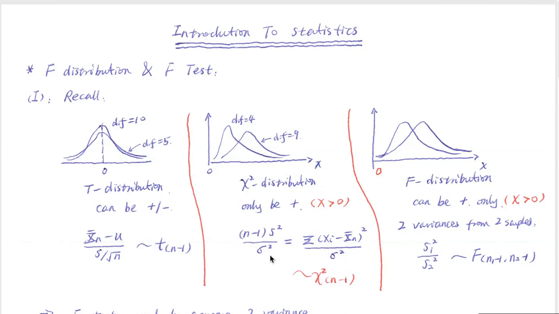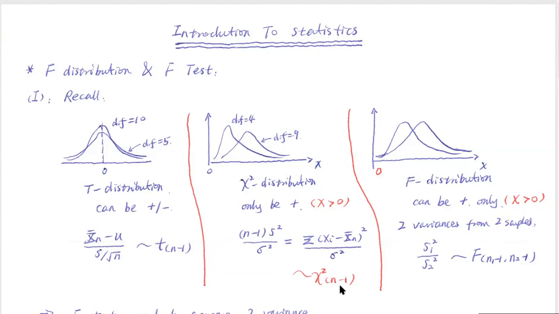Why? Because in the formula you have n-1. Sample size minus 1 is usually positive, S square is positive, sigma square even more positive. So all the parts here should be positive. That's the reason we only get positive values for the chi-square distribution. For degrees of freedom, the formula we are using is n-1.